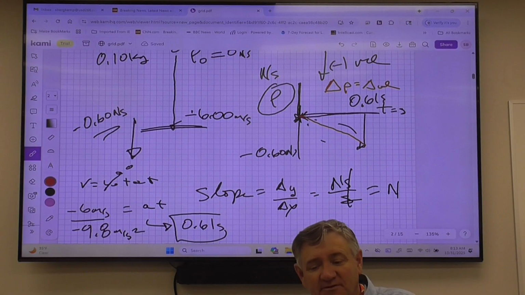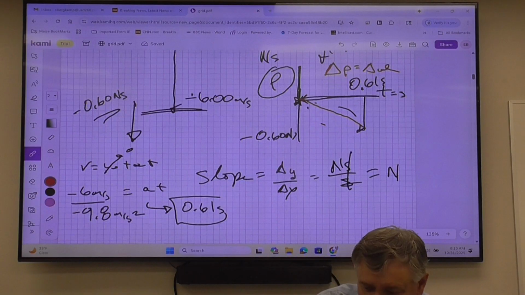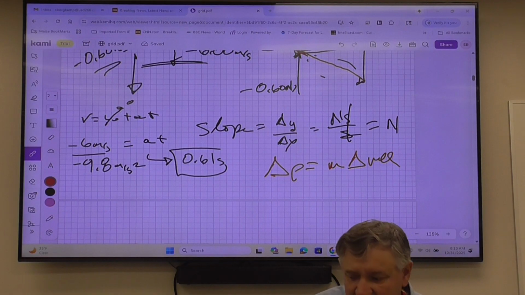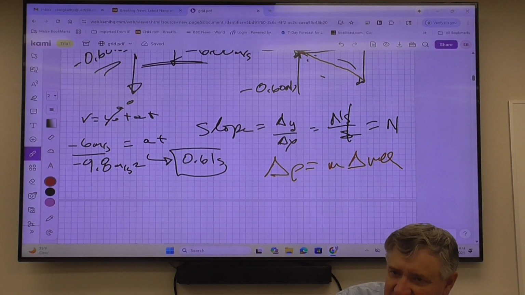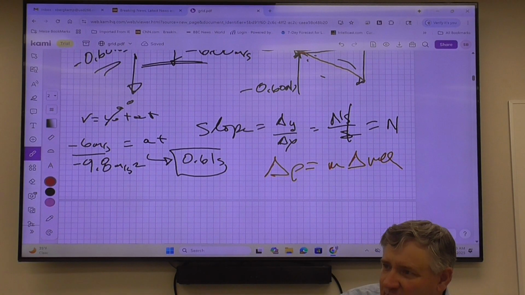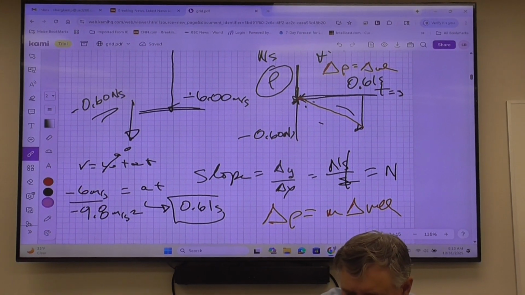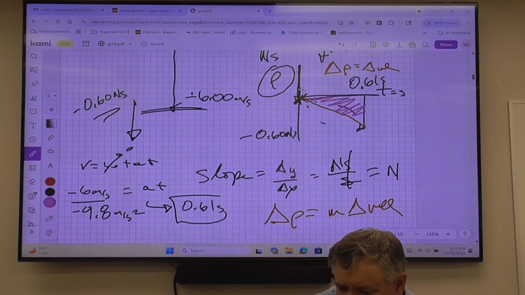So if change in momentum is a product of mass times change in velocity, because that's one way to calculate change in momentum, then think this through. If velocity changes as a linear function of time, what do you know about momentum? It's also going to change as a linear function of time. Cool.